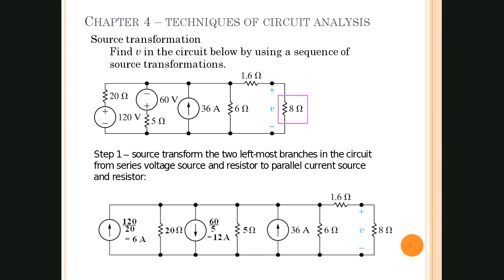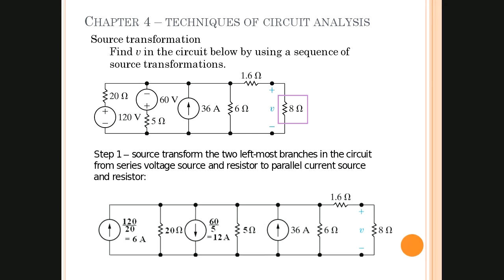And again, your technique may be a little different. You may start off in one part of the circuit versus another, and you'll see what I mean when we do this. But that's okay, as long as you get to the end result and you used the analysis appropriately. So step 1, source transform the 2 leftmost branches in the circuit from series voltage source and resistor to parallel current source and resistor. So remember the circuits we saw before, we had the voltage source and a resistor in series. We're going to change that to a current source and a resistor in parallel.